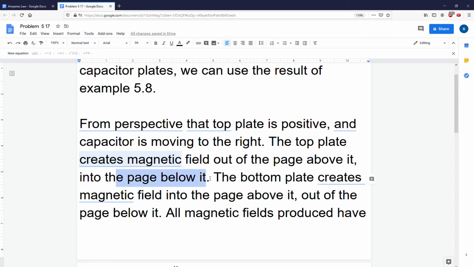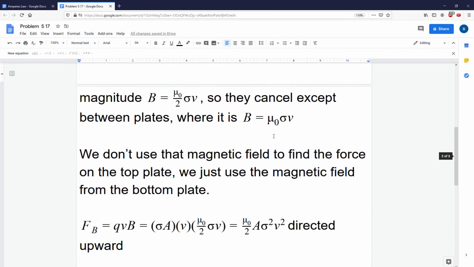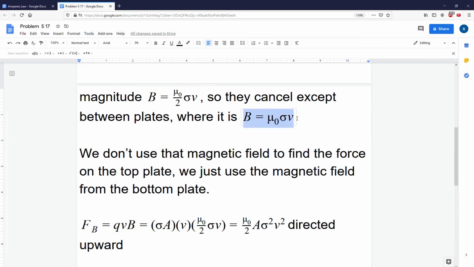Same if we are below both plates, the magnetic fields cancel. The only place where the magnetic fields do not cancel is in between the plates. In between the plates, it's below the top plate and above the bottom plate. Both are producing magnetic field into the page. So the magnetic field in between the plates is mu sub naught sigma V, and outside of the plates, it is 0.